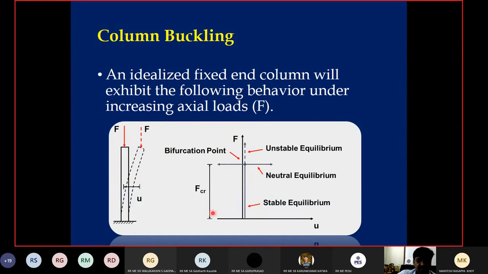If you consider this to be force F and this to be U, that is a displacement, you can see when the column is subjected to uniaxial compression, below this bifurcation point it's not going to buckle, and above this the system is going to buckle. You can see where the stable equilibrium can be defined. Between this point and this point, it's called stable equilibrium. At that point, it's called neutral equilibrium, beyond which it is called unstable equilibrium. The point where the system changes is called the bifurcation point or the critical point.